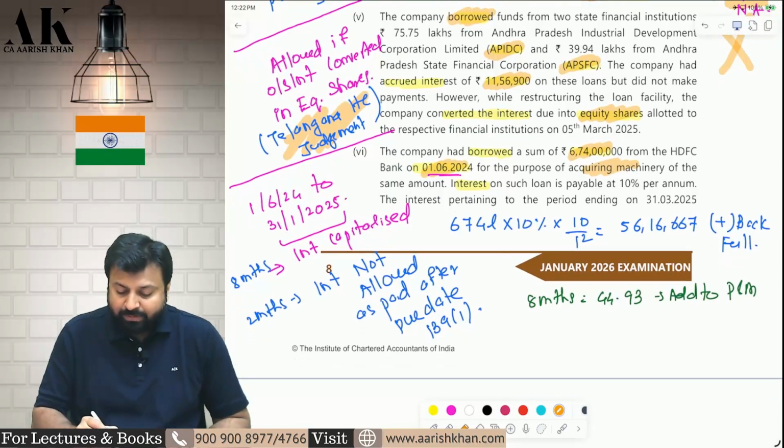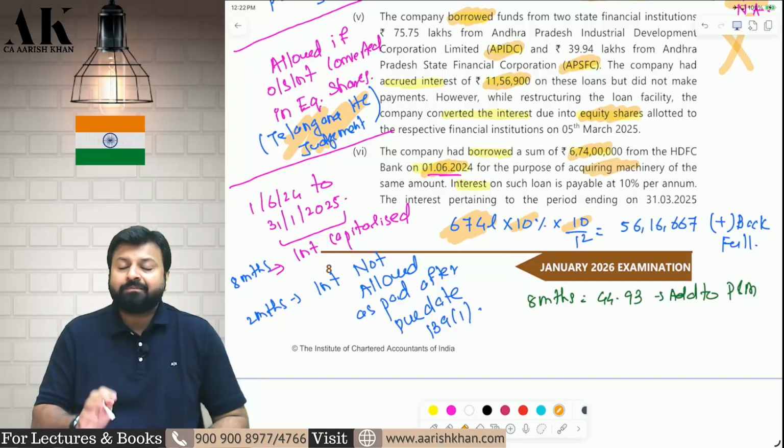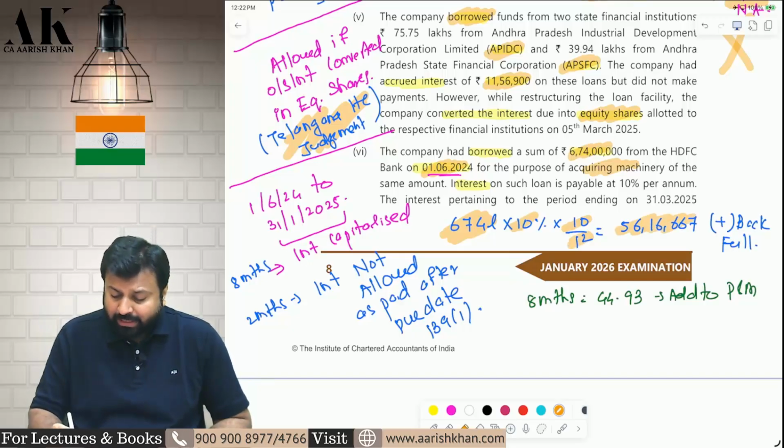So, first of all, compute the interest on the machinery. 674 is the total loan, multiplied by 10% rate of interest, multiplied by 10, the number of months from June to March, divided by 12. This is the total interest.